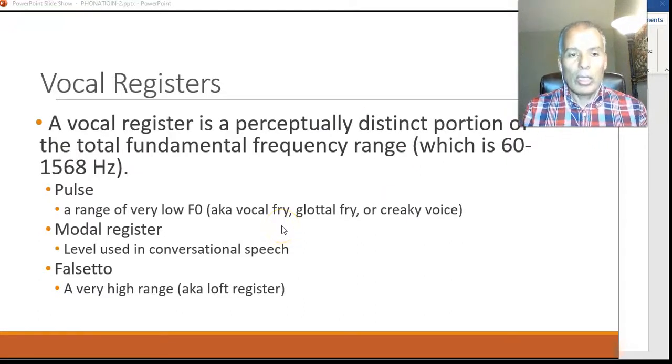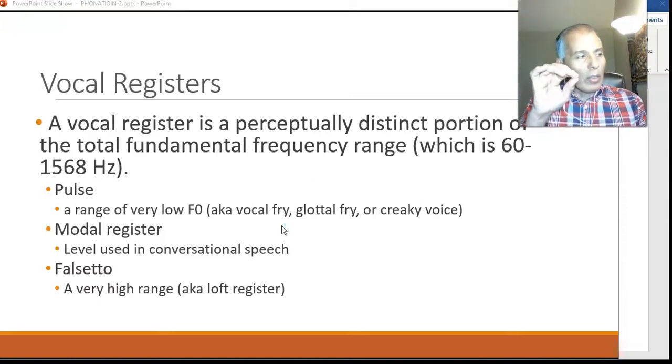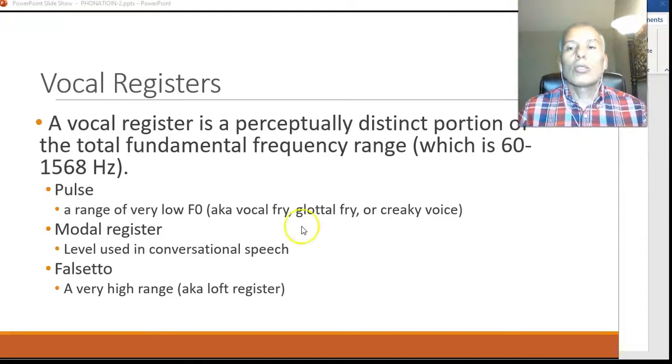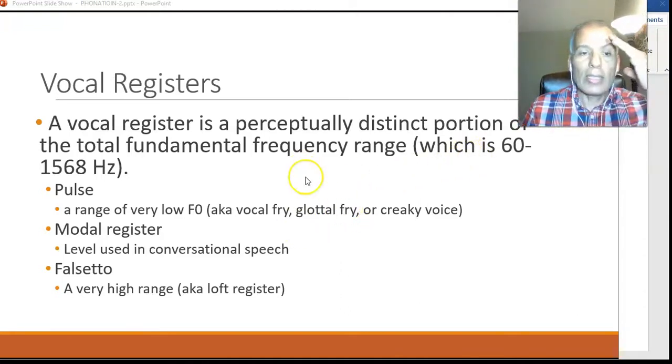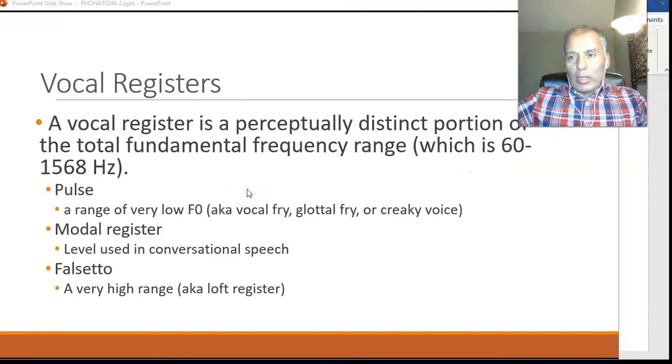Vocal registers. We say the range, males, females, and the range of human vocalizations, from the lowest to the highest. Let's say 60 to 1568 hertz, that is from newborn to the highest, as a range. If you divide that distance into segments, you call these segments registers. Like the lower frequencies, middle frequencies, and then the higher frequencies.